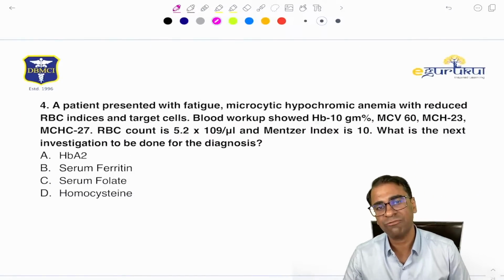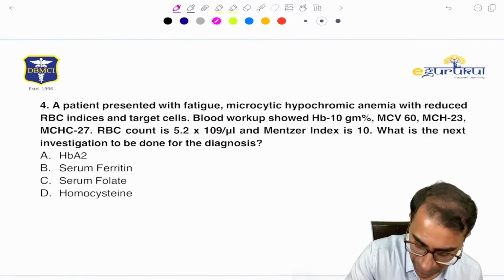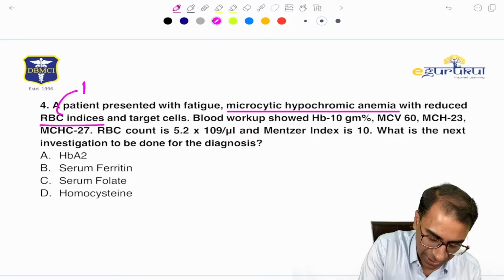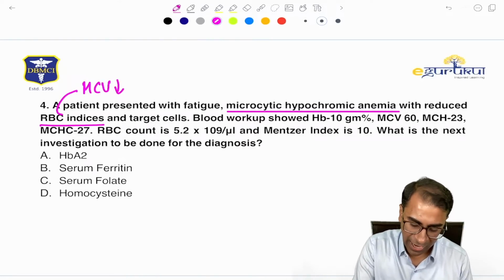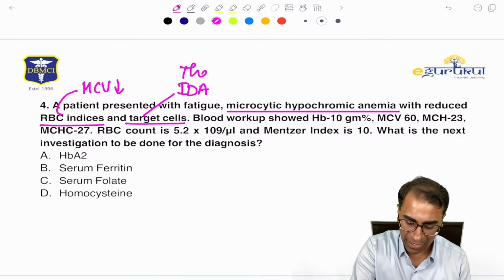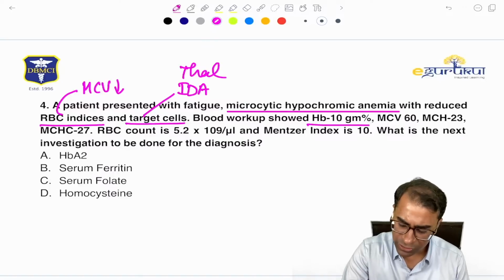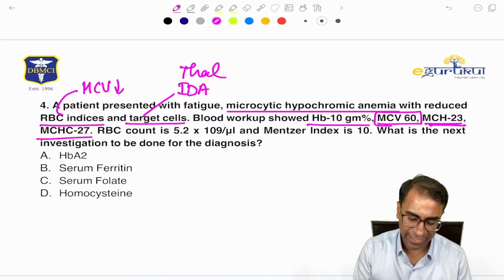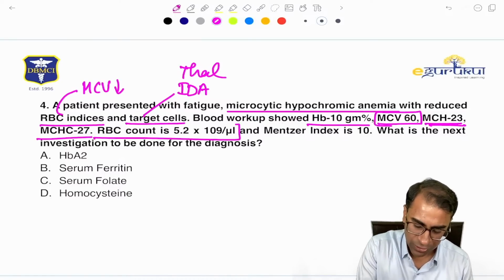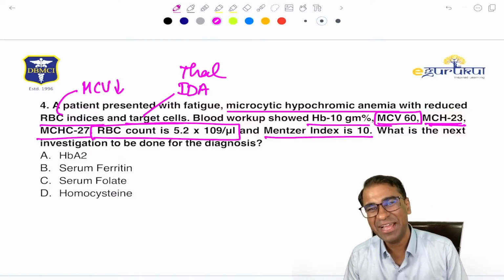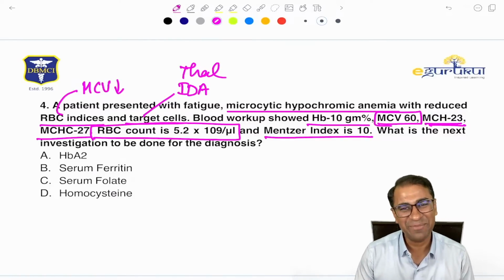A patient who has fatigue and a microcytic hypochromic anemia with reduced RBC indices. What does this mean? MCV is low, and target cells are there. Where are target cells seen? In iron deficiency anemia and in thalassemia. Now hemoglobin is reduced, MCV is 60, MCH is 23, MCHC is 27, RBC count is 5.2. The Mentzer index is given, but it should not have been given.